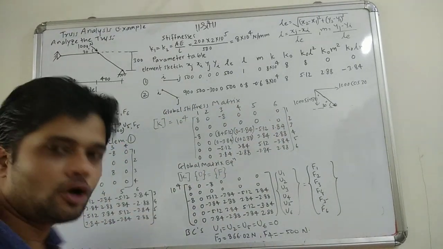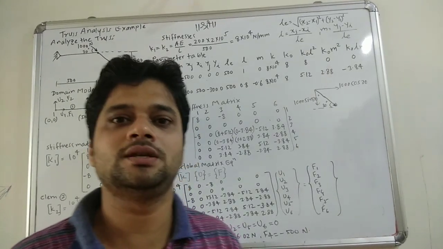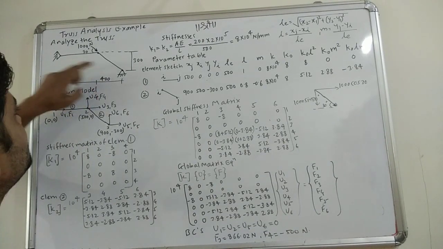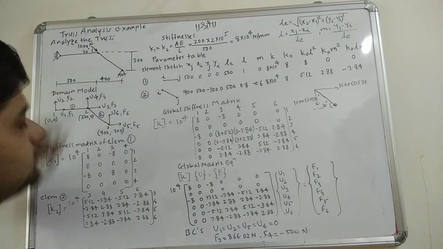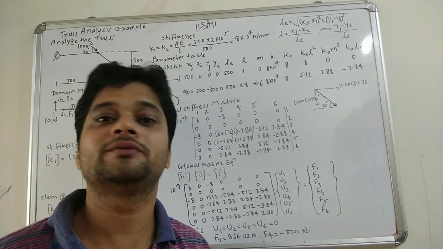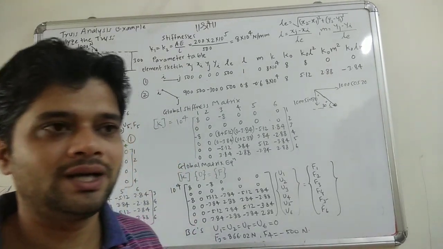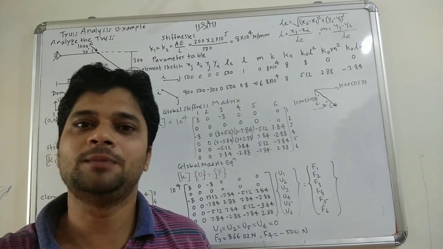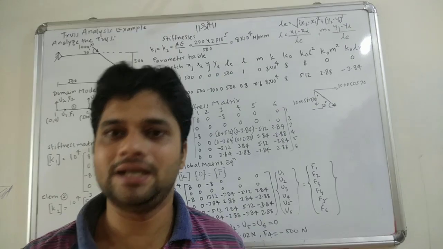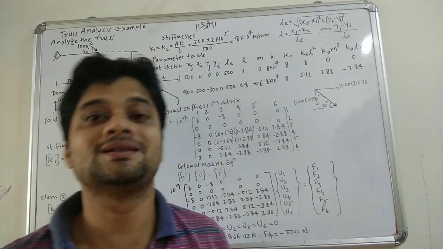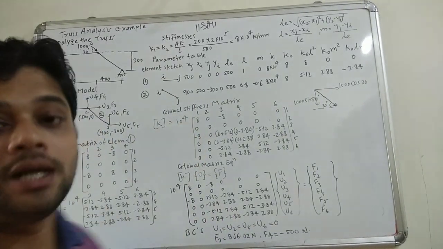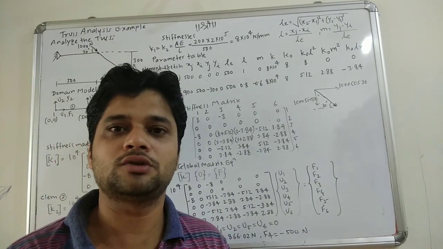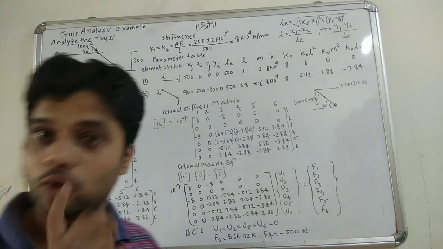Now we know that the order of the global stiffness matrix is going to be 6 by 6. How do we calculate that? We have two truss members and three nodes. We already discussed that during the truss element derivation: the number of nodes multiplied by the DOF at each node gives the order of the global stiffness matrix. So the number of nodes is 3, the DOF at each node is 2, so 3 multiplied by 2 equals 6. So 6 is the order of my global stiffness matrix.